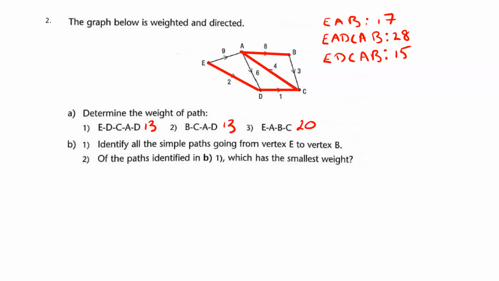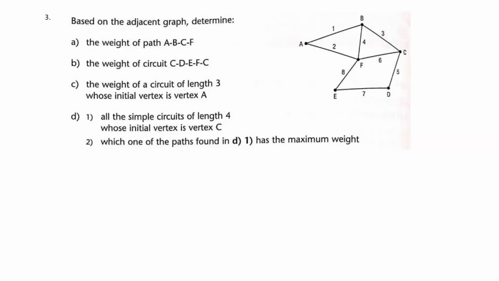Part 2 of that question asks, of the paths you just identified, which has the smallest weight? It's not too hard to see that EDCAB with a weight of 15 is the smallest. Question 3. Based on the adjacent graph, determine the weight of path ABCF. We've got 1 plus 3 is 4, plus 6 is 10.